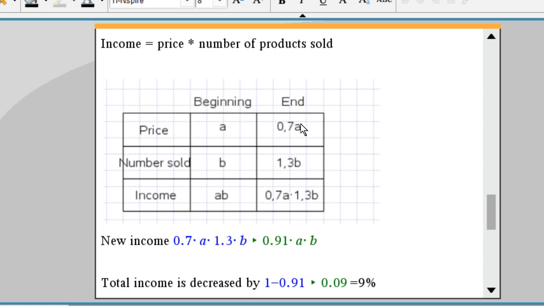Now the price is lowered by 30%, so the new price would be 0.7 times A. 100% minus 30 is 70, so that's 0.7. And then the number of products sold was 30% greater, so that is 100% plus 30, that's 130%. And again, we're looking for the multiplier, that's 1.3. So these are the end values. And the income at the end would be those numbers multiplied, so 0.7 A times 1.3 B, so that's how much the company is getting at the end.